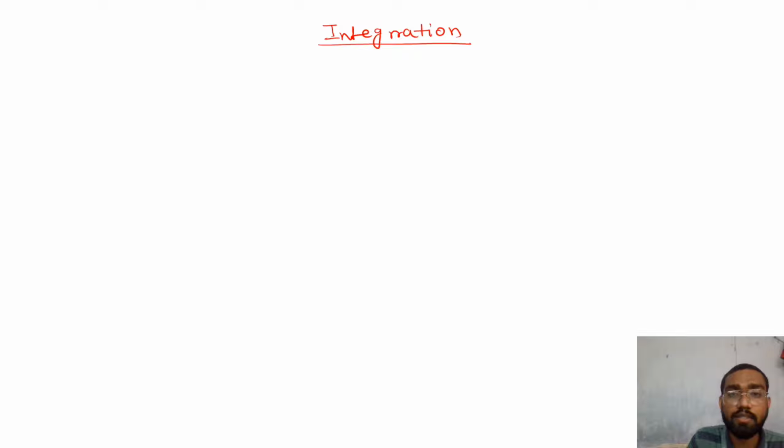So what is the concept of integration? What is the definition of integration? Mainly, there are two types of integration. First is indefinite integration, and second is definite integration.